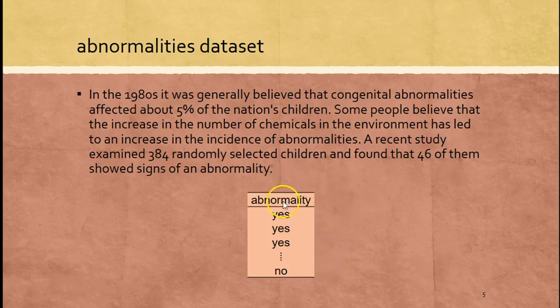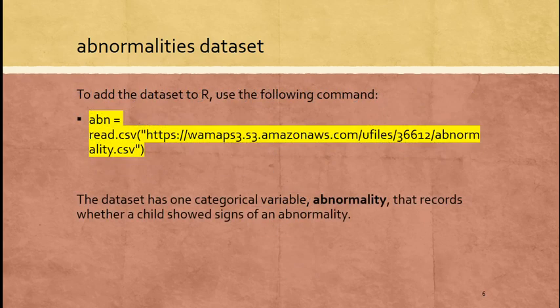And you can see the data set itself is just the variable abnormality, and then it was either yes or no, whether there was a presence of abnormality or not. Now, if you want to add the data set to R, there's this command, the read.csv command, that will add the ABN data set into R, so we'll be able to use it in R. So the data set has one categorical variable, abnormality, that records whether the child showed signs of an abnormality.